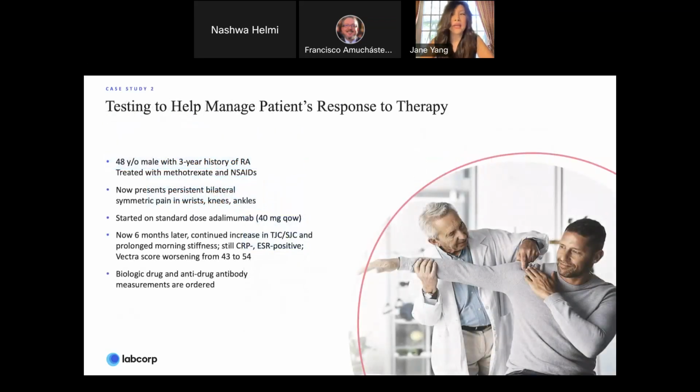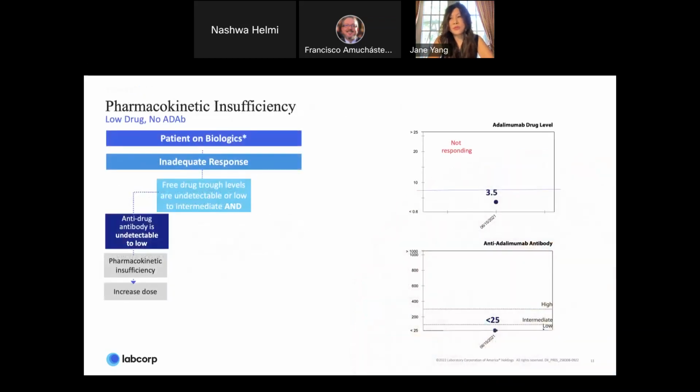This is our second case. He's a man who has never been on a biologic. You started him on his first biologic 6 months ago, standard dose, and he's never responded. His vector score is actually worsened. So what's going on? Can the TDM help you figure out? Is he a true pharmacodynamic TNF non-responder or not? So you order the TDM and you get back this set of results.